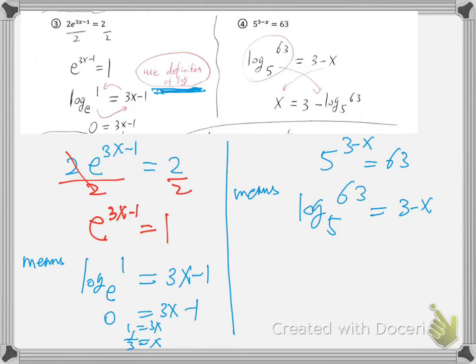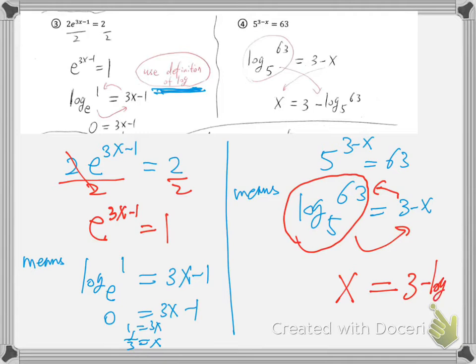So after changing to log, you can check it this way, rotating it counterclockwise or clockwise. Now don't worry about this ugly expression, log 5 of 63. It's just a number. You don't have to simplify a number. So now what is x? You can move 3 minus x, or you can move x and move this number. If you move x to the left, negative x becomes positive x. You move log 5 of 63 to the right, and you get negative log 5 of 63.